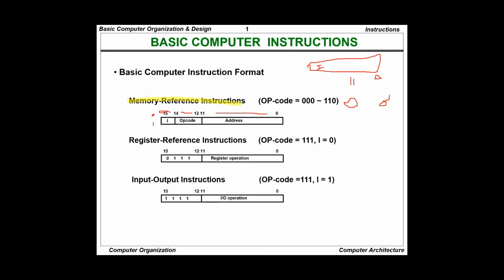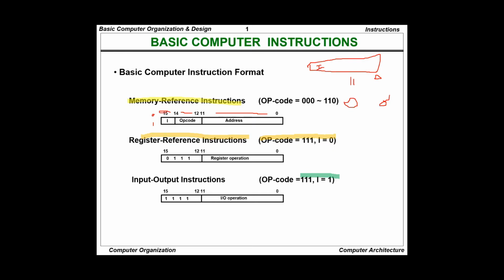And 111 with I equal to 1. So if you see here, 111 with I equal to 0 is register reference instructions, and 111 with I equal to 1 is input output instructions. Okay, so coming to here, 0 to 11 is the register operation to be performed, and bits 12 to 15 will have 0. So I equal to 0 means register reference, and I equal to 1 means input output instruction. Previously while discussing instruction format, we said I equal to 0 is direct addressing and I equal to 1 is indirect addressing, right?